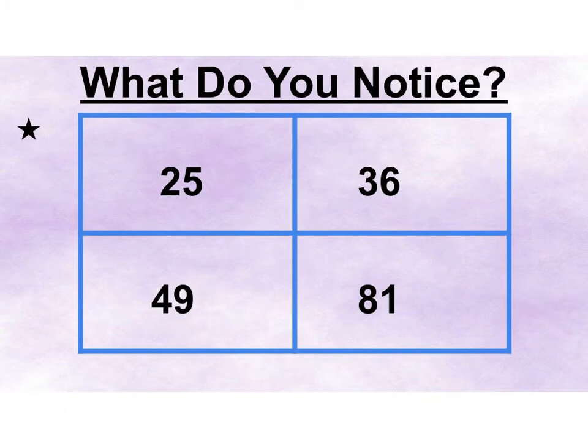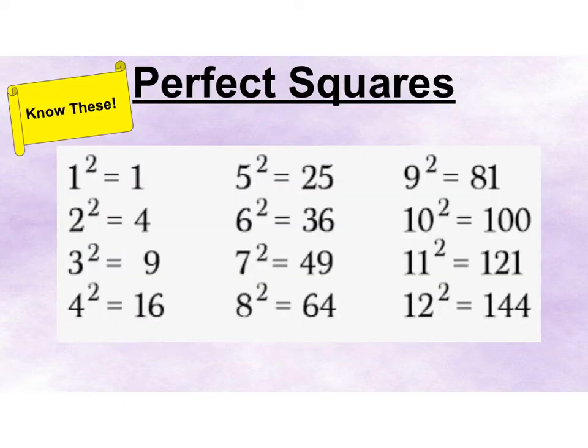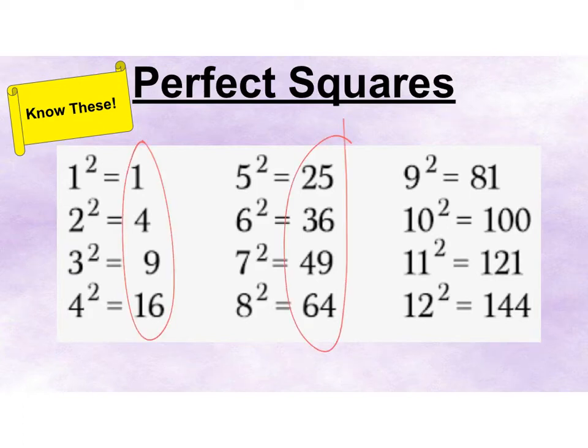Hopefully you notice that these are each perfect squares. 5 squared, 6 squared, 7 squared, 9 squared. What do you notice here? 1 is a perfect square. 1 squared, 2 squared, 3 squared, 4 squared. You really need to get familiar with these. You can figure them out by squaring everything, but you should be familiar with the numbers 1, 4, 9, 16, 25, 36, 49, 64, 81, 100, 121, 144. So you can recognize that they're perfect squares and use them.